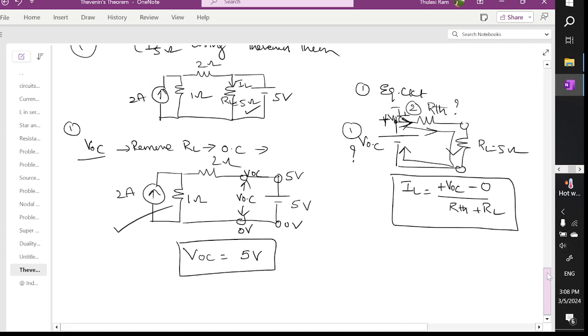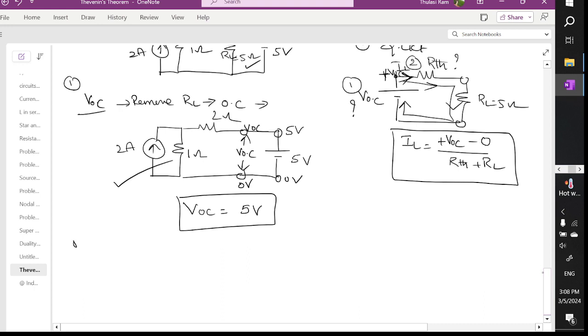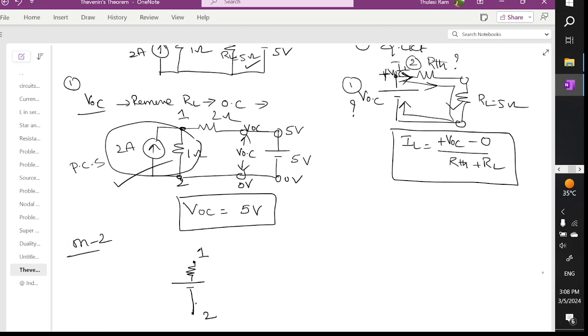Or if you are not satisfied with this answer, let's try to verify by method 2. Sir, what is this method 2? You can see here, this is a practical current source, so I'm going to convert this current source into a voltage source. To overcome confusion, I'm marking this as node 1 and node 2. Between the first node and the second node, I'm converting this practical current source into a voltage source like this. Since the current is going up, this will be the positive terminal, and this the negative terminal.